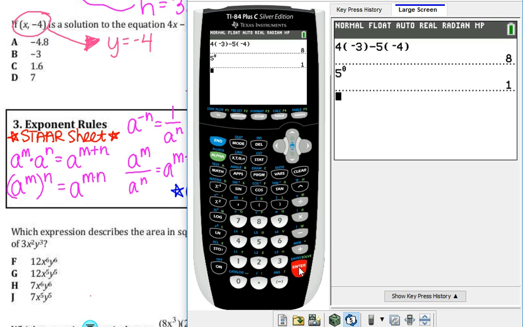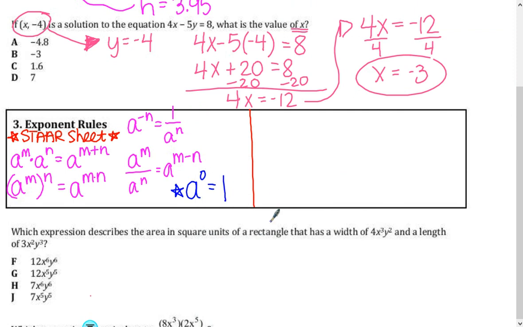5 to the 0 power. Oh, okay, let me just double check for safe measure. Anything to the 0 power is 1. So if you see something like that, you can always test that one in your calculator.